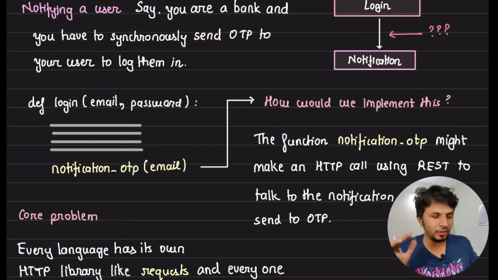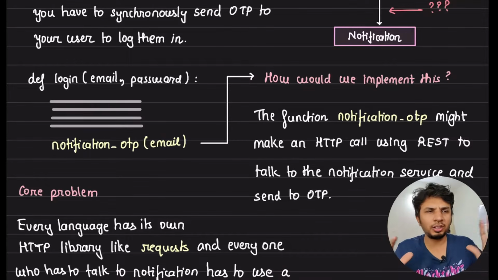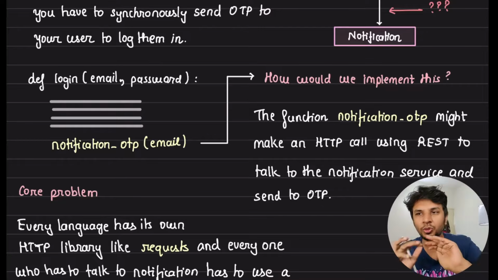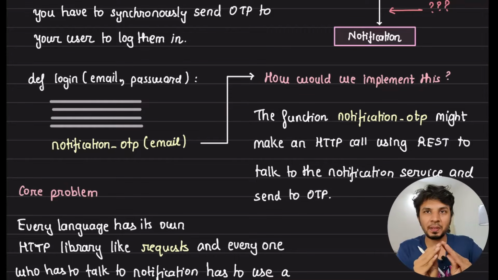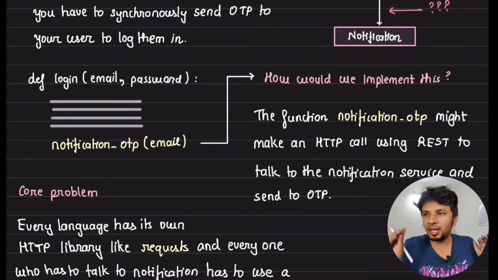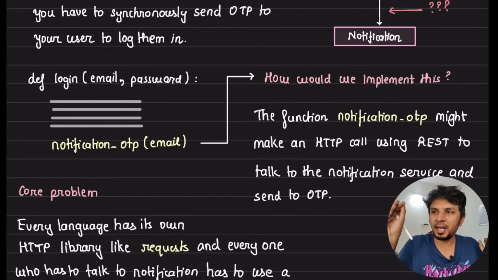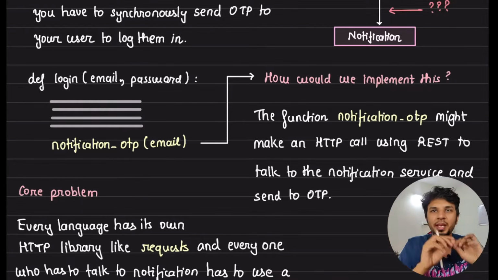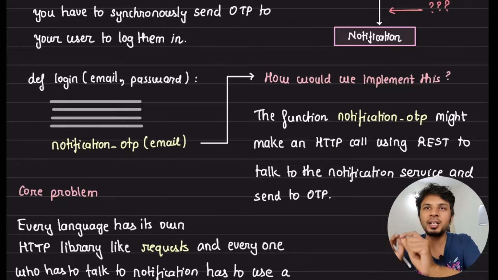where the magic happens. So for example, if you are using REST, like the most common way to do any communication right now is REST, right? What you will do is write the function notification_OTP that would make an HTTP call, which is a REST based HTTP call to the notification service on the endpoint which is exposed by that service, right? For example, if that service is running on a host with a domain name notification.abc.internal, you would make an HTTP call to notification.abc.internal/email/OTP, and then you will pass in the email ID there to send the OTP. Right.